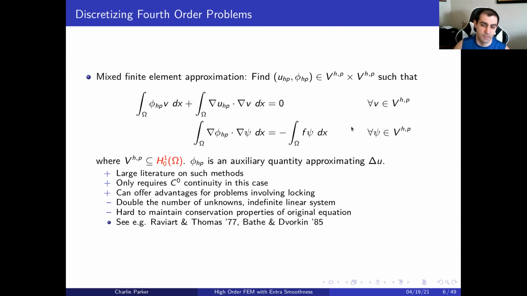It's not so obvious from this example here, but when you can pick these two subspaces separately, if you don't pick them correctly, you can lose things like mass conservation, as we'll see with the Stokes equations later.